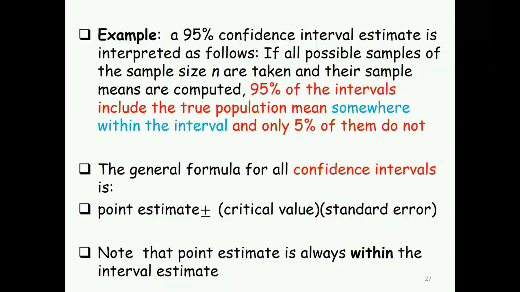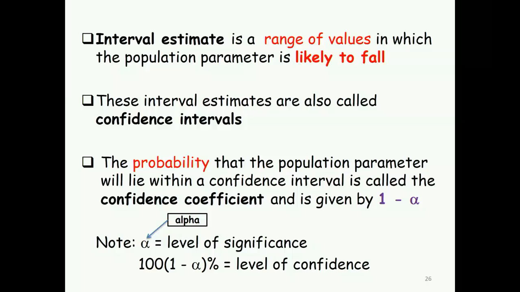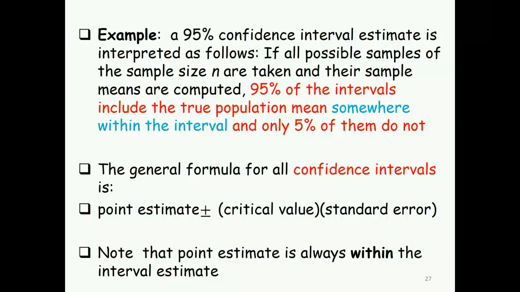So, what does 95% confidence interval mean? 95% confidence interval means if all possible samples of the sample size n are taken and their sample means are computed, 95% of the intervals include the true population mean. The true population mean means simply population mean. Somewhere within the interval. And only 5% of them, they don't.